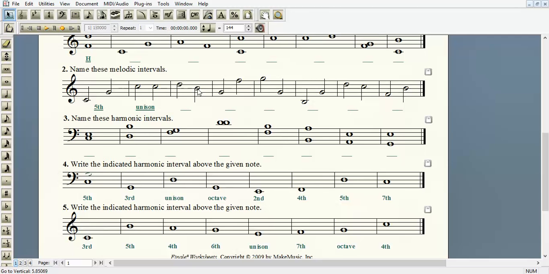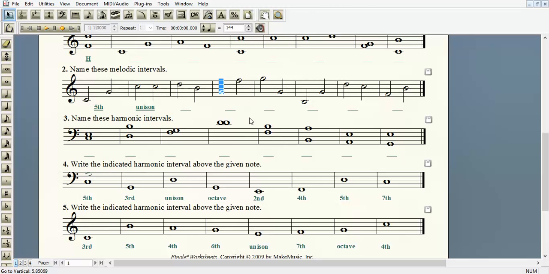So if we start here on this B, what is the distance from the B to the D? How do we get from here to there? That's right, it's a third. This one's a little bit trickier. You have to think G, A, B, C, D, E, and then you get to F. So G to F is a what? That's right, it's the seventh.